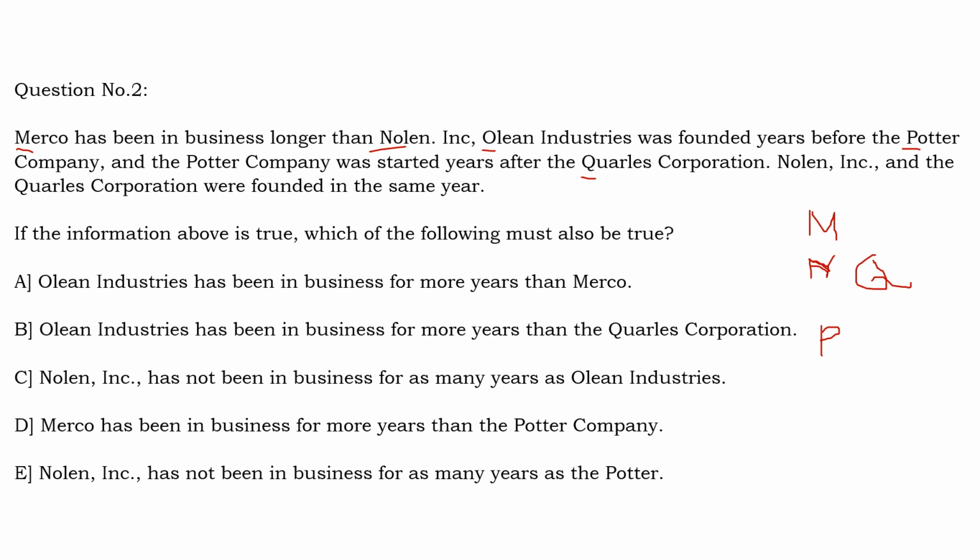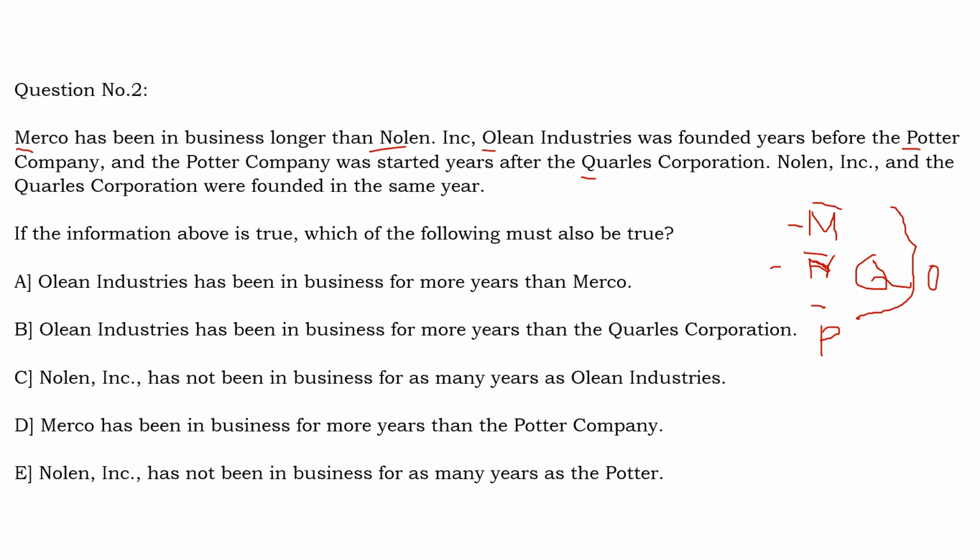So Olean Industries could be anywhere before P, because we know that Olean Industries was founded years before the Potter Company. It could be here, or here, or here, anywhere. So that is why we can only say that Olean Industries can come anywhere before Potter.